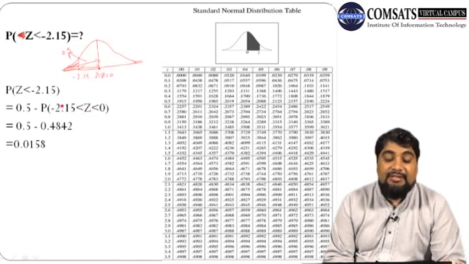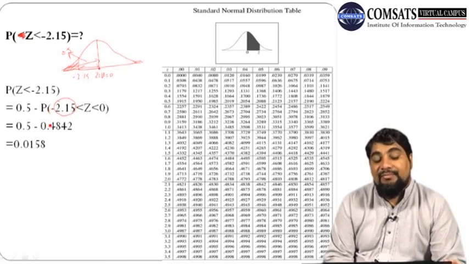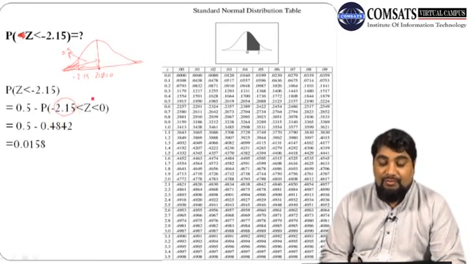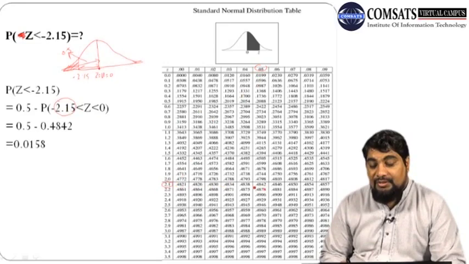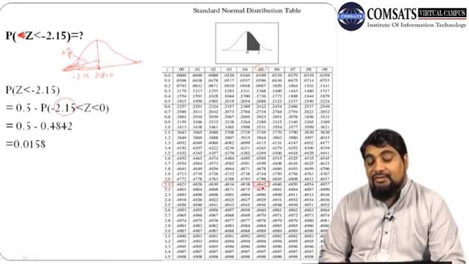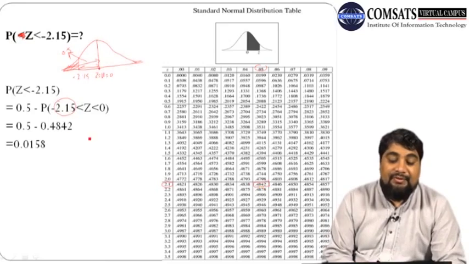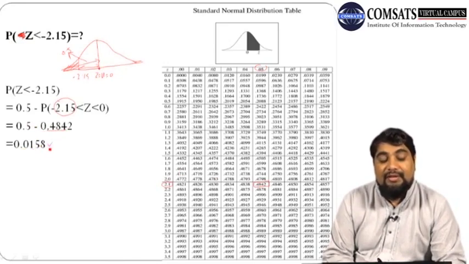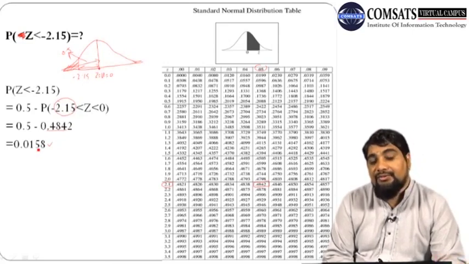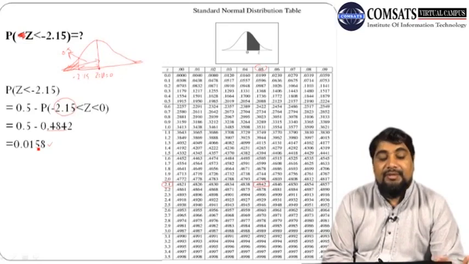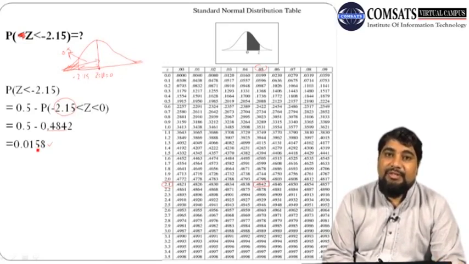In order to calculate this probability, just ignore the minus sign and look up the number 2.15 in the standard normal distribution table. Here we have 2.1 and then 0.05. So just look up these two numbers. The required area is 0.4842. Subtract this number from 0.5, and we get 0.0158, or 1.58%. This is how we can use the standard normal distribution table to calculate different probabilities.